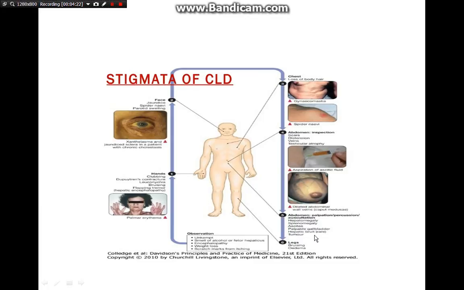And other thing, you can look at the legs also, that there will be bruising because the coagulation factors are not handled properly by the liver, that leads to bruising. Also fluid retention. Fluid is in the blood, there is less protein, so that also leads to edema. So these are the stigmata of chronic liver disease.